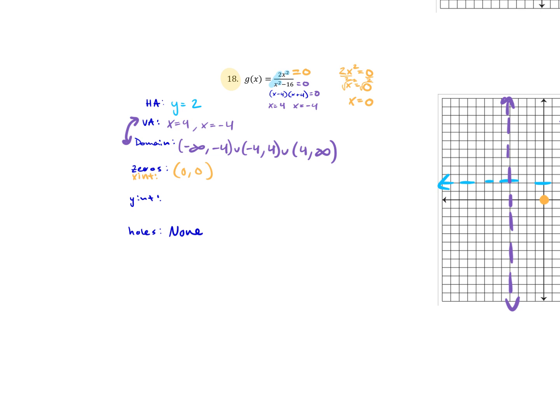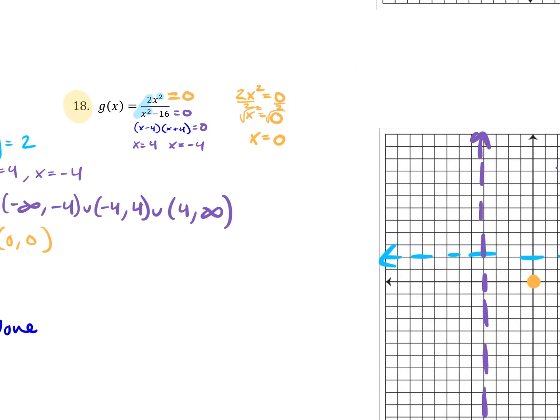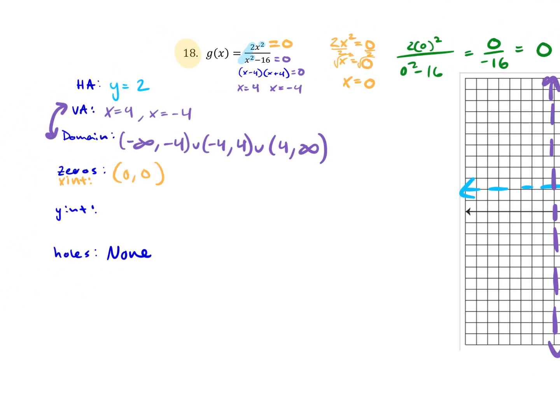How do we find the y-intercept? Plug in 0 for x. So I've got 2 times 0 squared over 0 squared minus 16. So we get 0 over negative 16. What's 0 over negative 16? What's 0 divided by negative 16? 0. So what would our y-intercept be? 0, 0. Same point.